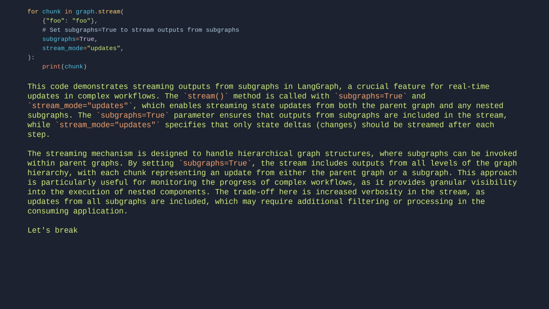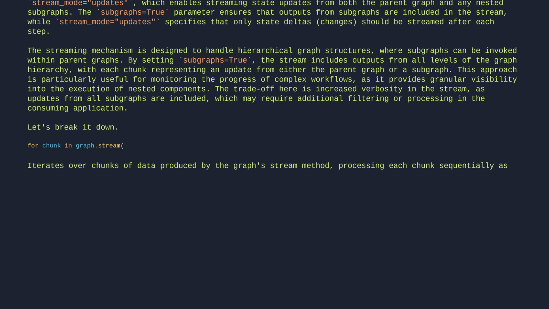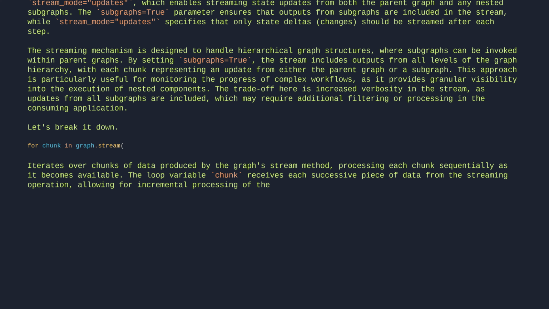Let's break it down. For chunk in graph.stream: iterates over chunks of data produced by the graph stream method, processing each chunk sequentially as it becomes available. The loop variable chunk receives each successive piece of data from the streaming operation, allowing for incremental processing of the graph's output.